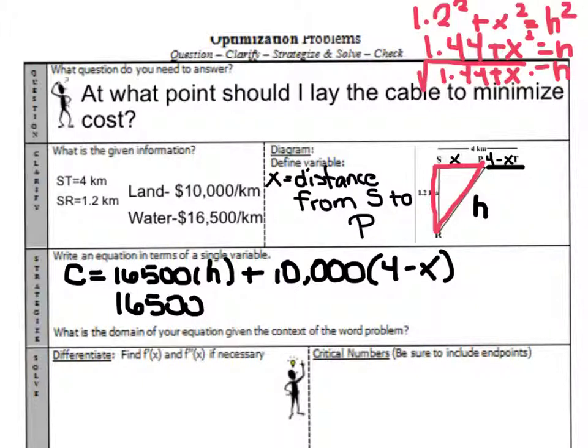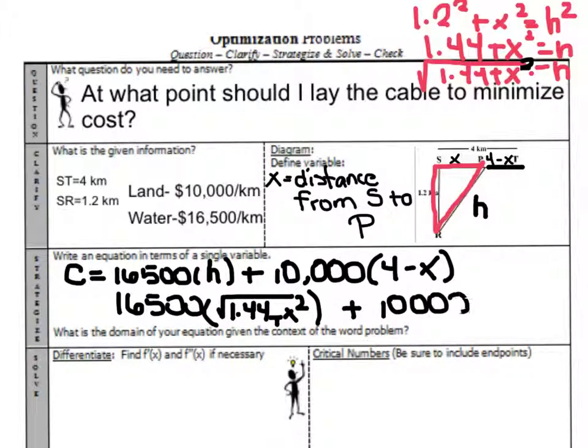The value of h is the square root of 1.44 plus x squared. Sorry, this square did not come down with it. There we go. And then we're going to add that to 10,000 times the quantity 4 minus x. So now we have written an equation for cost in terms of one variable.